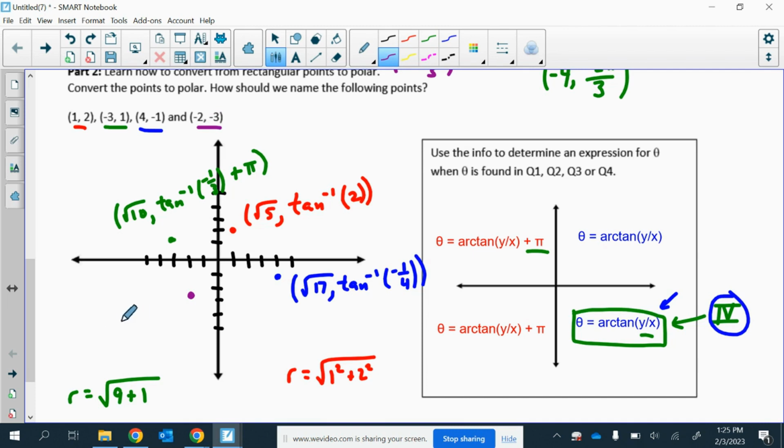Finally, negative 2, negative 3, I end up with the square root of 2 squared plus 3 squared. And then if I plug in y and x, I get arctangent of 3/2. But remember, that's going to get me something in the first quadrant. And if I want something in the third quadrant, I have to add pi. So these would be the 4 points that I end up getting.